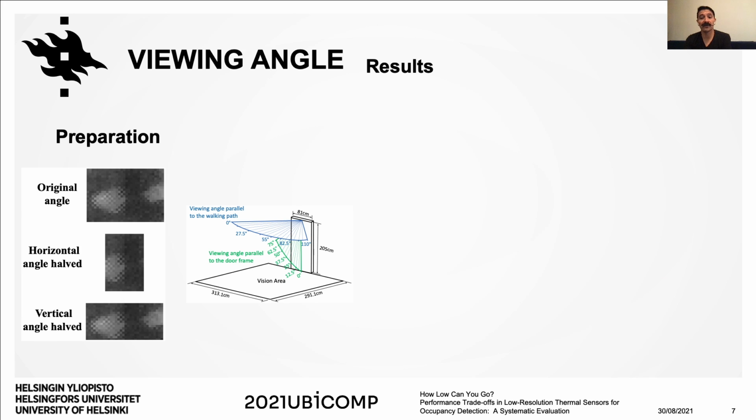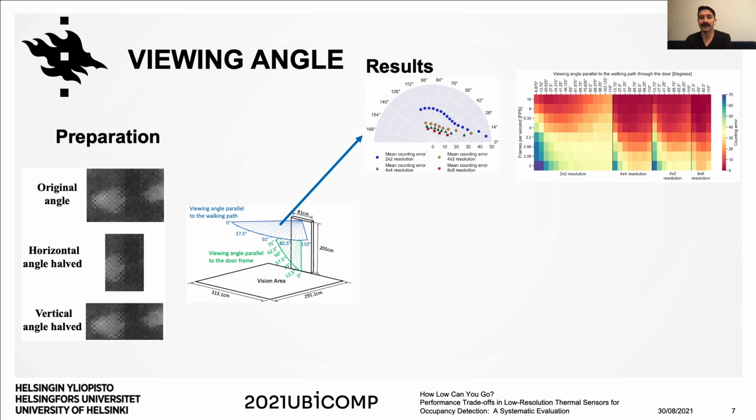Finally, different viewing angle configurations were prepared by cutting the pixels from the sides of the image. We consider two types of angles. The first type is parallel to the walking path. Here, all the resolutions have a good performance where the viewing angle is between 42 and 55 degrees, and a frame rate is at least 4 frames per second.